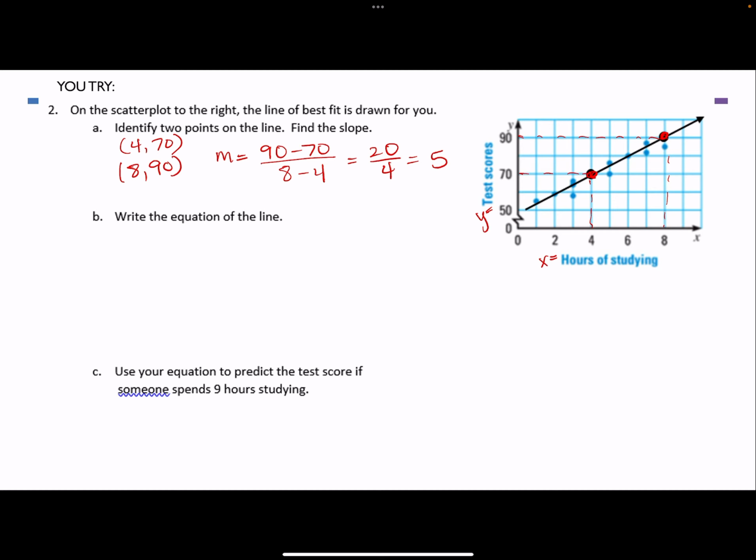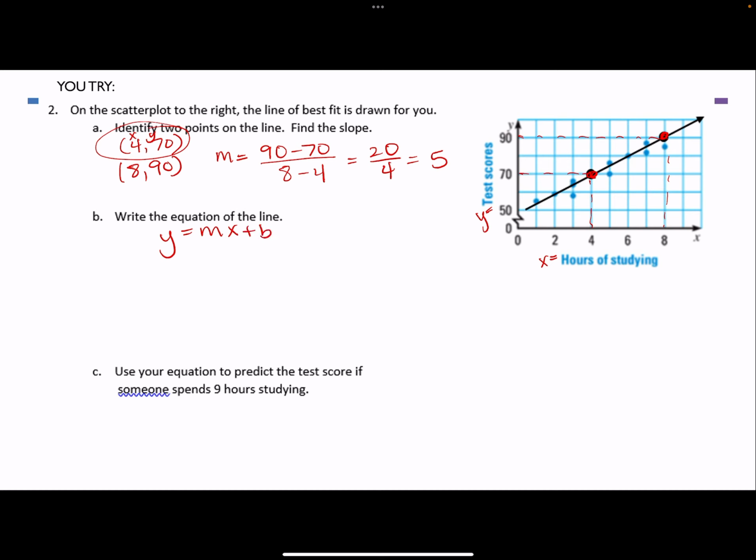Now we need to write the equation of the line. So again, we're going to pick a point. We've done this a million times now too. This is x, this is y. You could pick the other point if you want. And we're going to plug it all in. So y equals mx plus b.